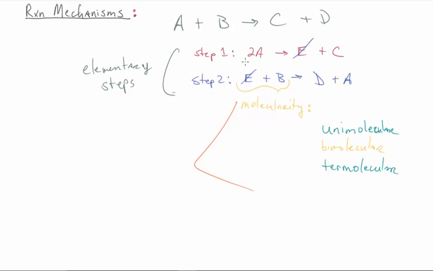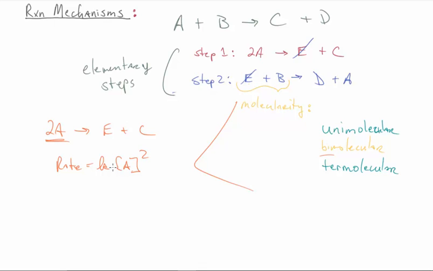So for example, if I'm going to take a look at this reaction, 2A gives me E plus C. If this is my rate determining step, I'm going to write a rate law and say rate is equal to k times A squared. Because this is bimolecular, all your bimolecular steps are going to have a rate law that ends up being overall second order. And it's just the way that it is.